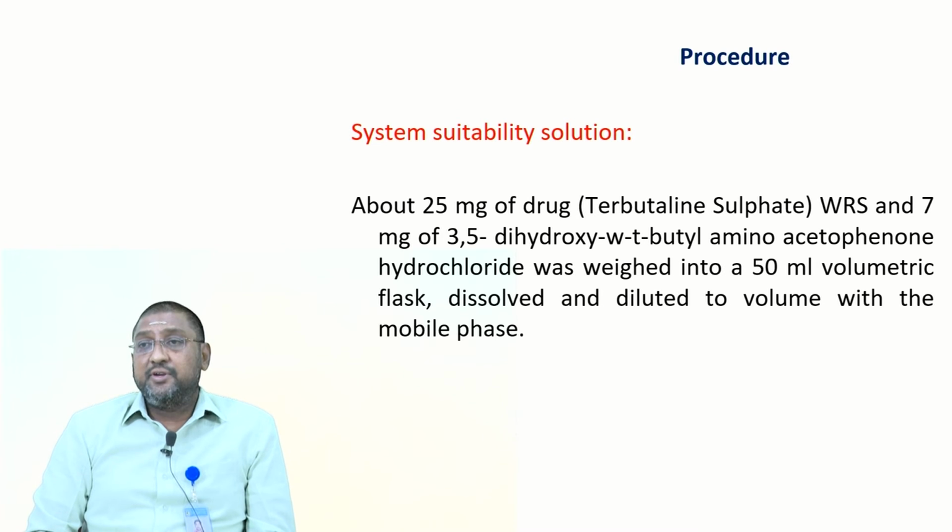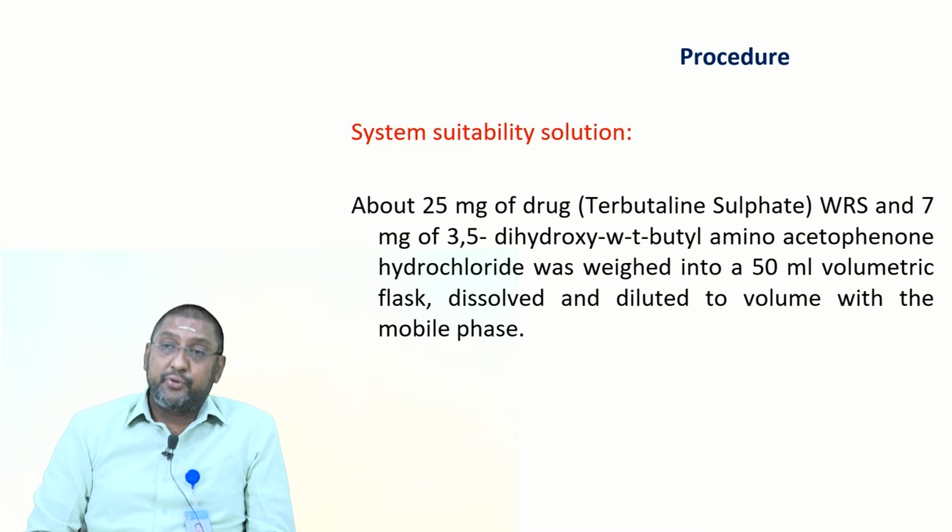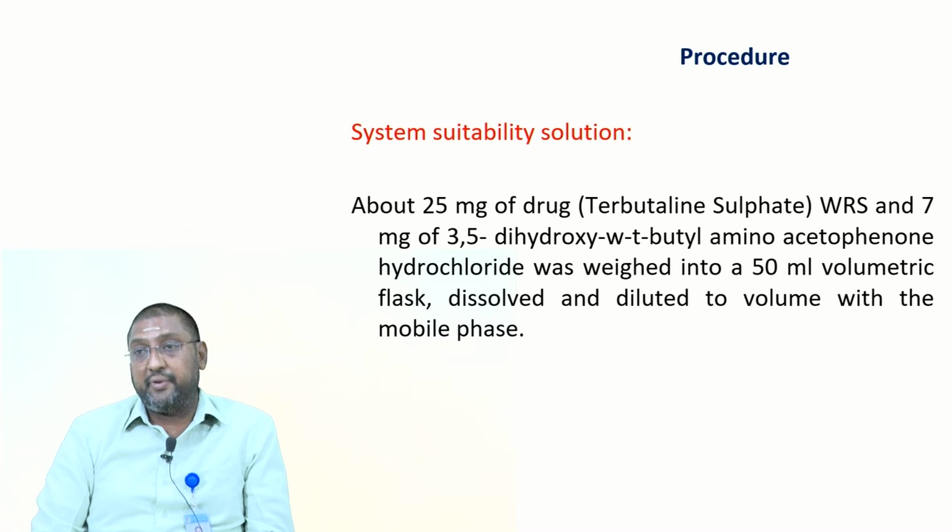So, here I am mentioning the drug name also. The drug name is terbutaline sulfate, and the impurity I have used is 3,5-dihydroxy-N-tert-butyl aminoacetophenone. I am mixing both together, my drug as well as the impurity, which elutes at the same time. I inject this mixture into the HPLC and get 2 peaks. From the 2 peaks, I identify this one as my drug peak and this one as the impurity peak.